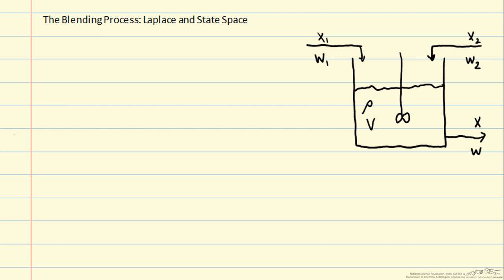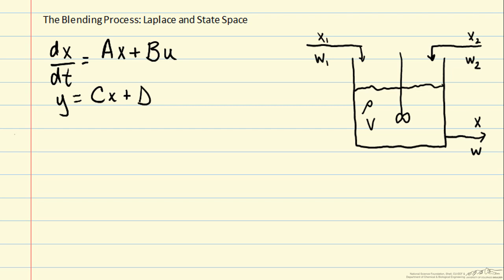Let's start out and write out the general form for a state space model. We have dx/dt, our time derivative terms that usually come from accumulation terms in a balance equation. That equals Ax plus Bu, and then we have our measurement equation, y equals Cx plus Du, and that's just algebraic, not differential.